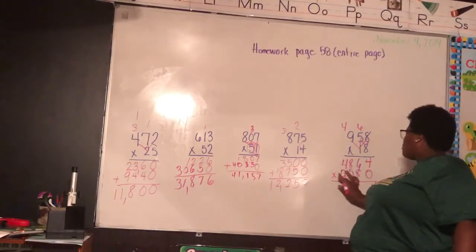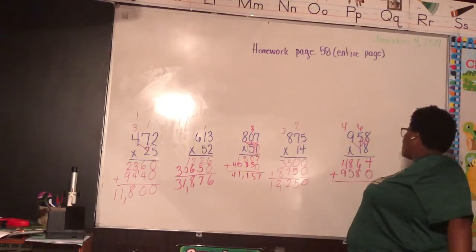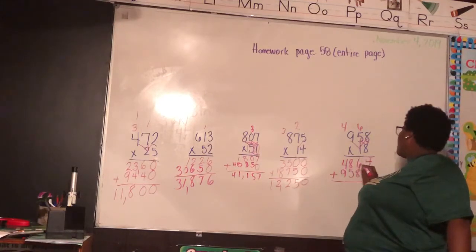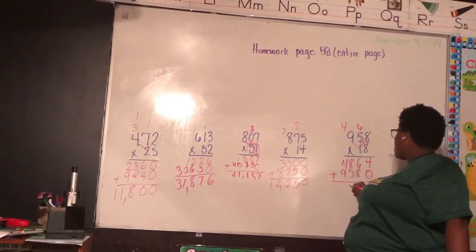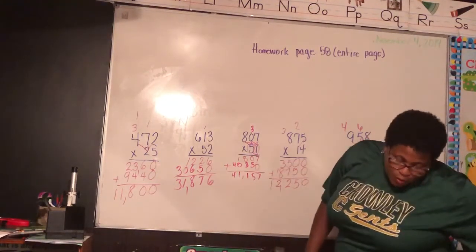Okay. Adding. 8 plus 6 is 14. 9, 10, 11, 12, 13, 14. Comma. 14,444.